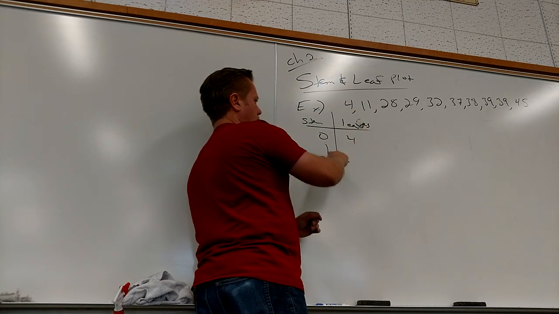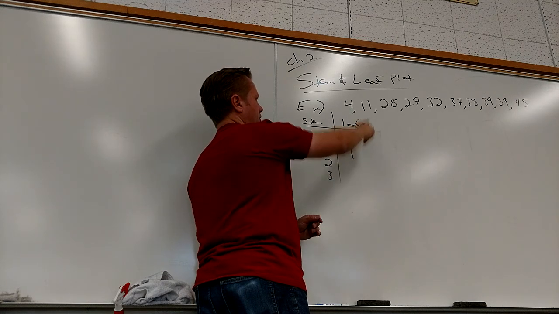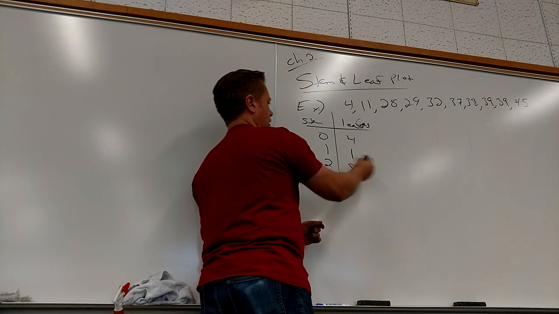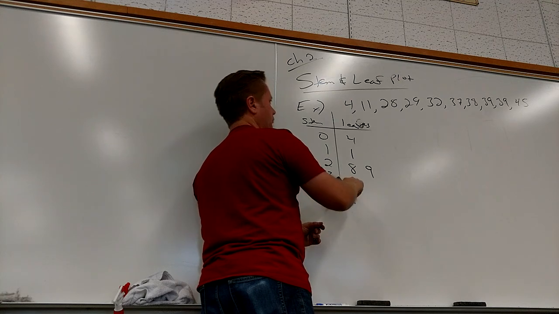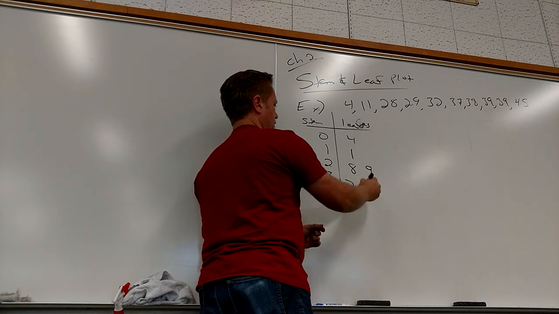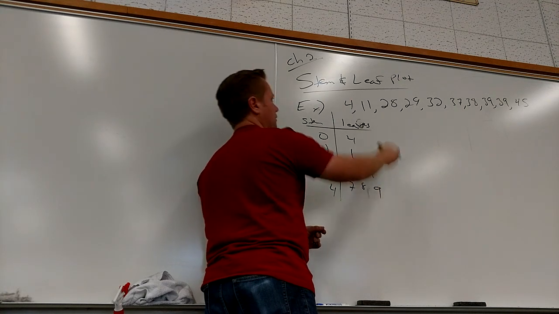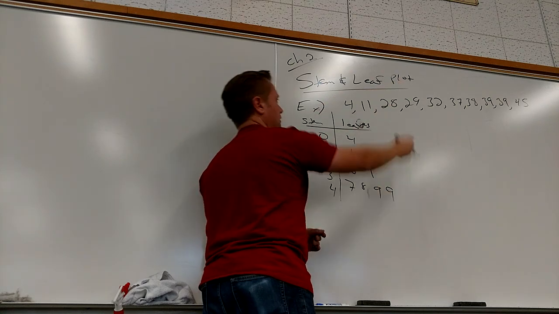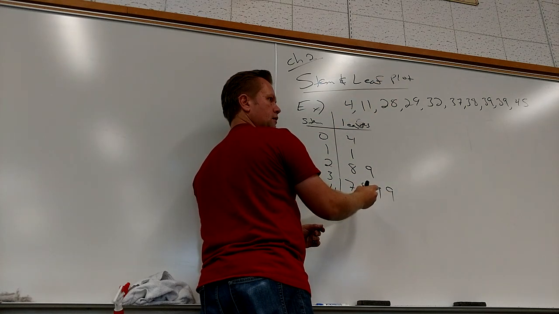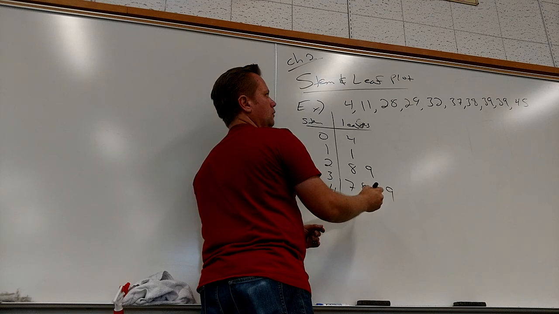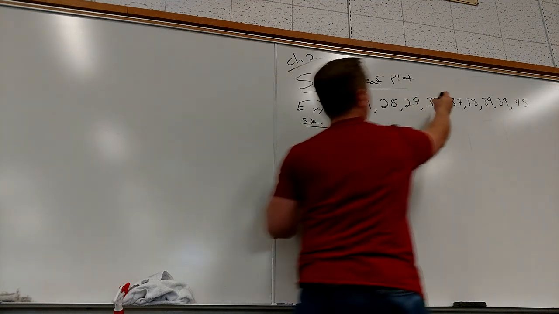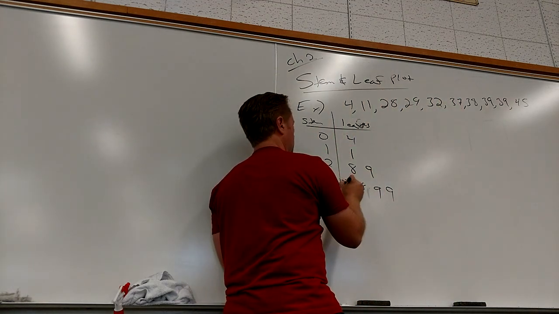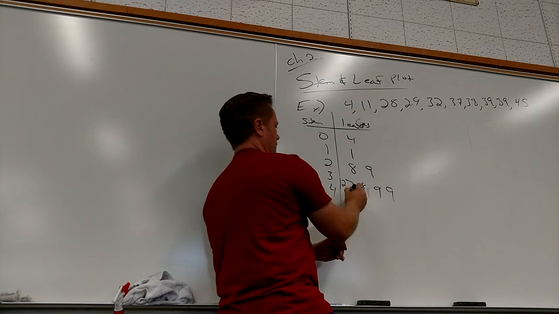So what's the leaf that goes with that stem? 4. And what goes with 1? 1. What goes with 2? 8, 9. What goes with 3? 7, 8, 9. Thank you. We don't add 0. And there's 30. Oh, there's a 32. Thank you. I left out my 2. And then there's 45.